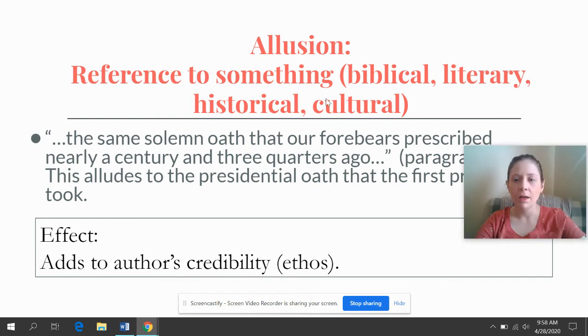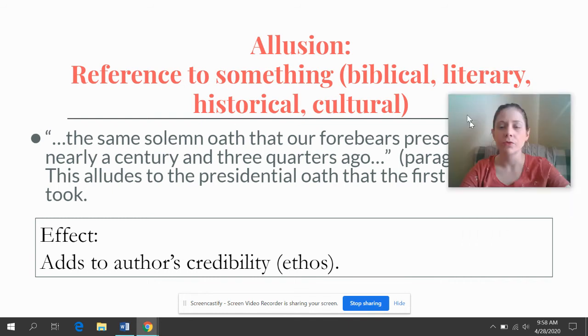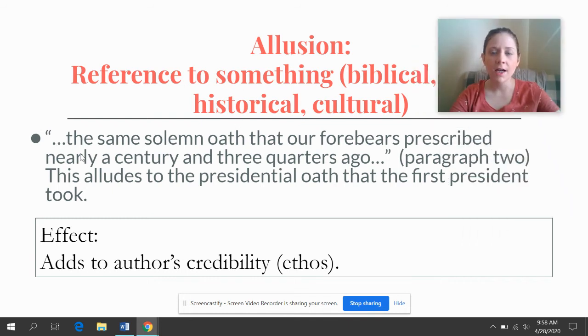So you can read it: biblical, literary, historical, and cultural. Let's look at an example of an allusion that I was able to pull from his first inaugural address. "The same solemn oath that our forebears prescribed nearly a century and three-quarters ago, when the first president was elected."